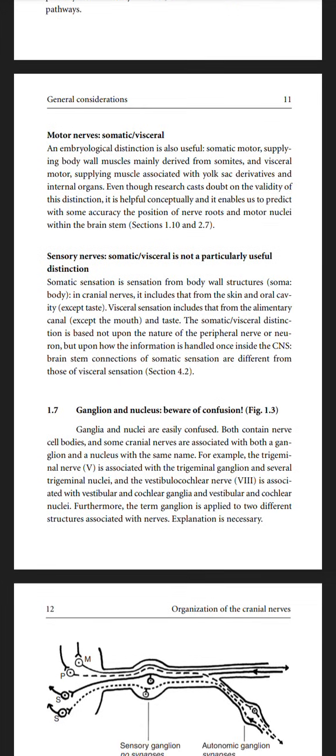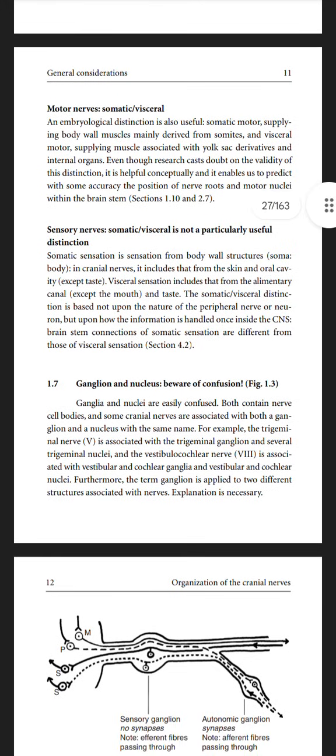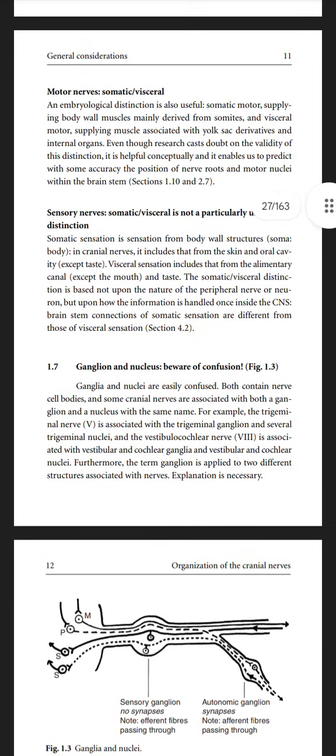Somatic motor supplies muscles mainly derived from somites, and visceral motor supplies muscles associated with the gut tube derivatives and internal organs. Even though research has cast doubt on the validity of the distinction, it is helpful conceptually, and it enables us to predict with some accuracy the positions of nerve roots and motor nuclei within the brain stem.